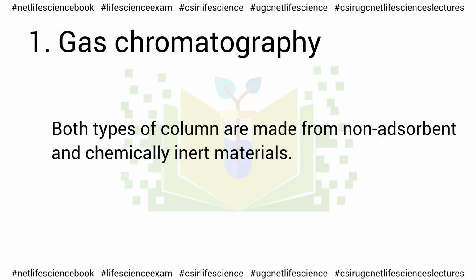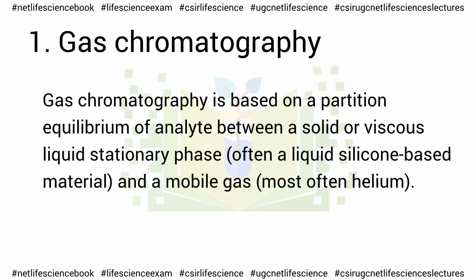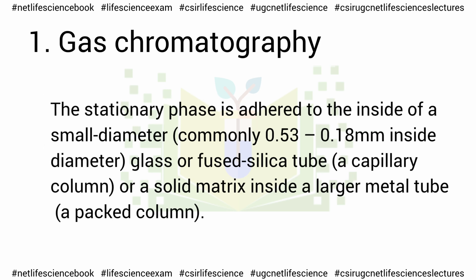Both types of column are made from non-adsorbent and chemically inert materials. Stainless steel and glass are the usual materials for packed columns, and quartz or fused silica for capillary columns. Gas chromatography is based on a partition equilibrium of analyte between a solid or viscous liquid stationary phase and a mobile gas. The stationary phase is adhered to the inside of a small diameter glass or fused silica tube, or a solid matrix inside a larger metal tube.